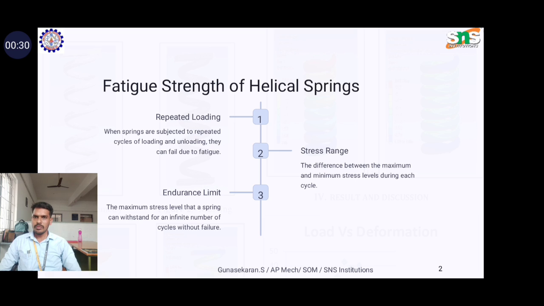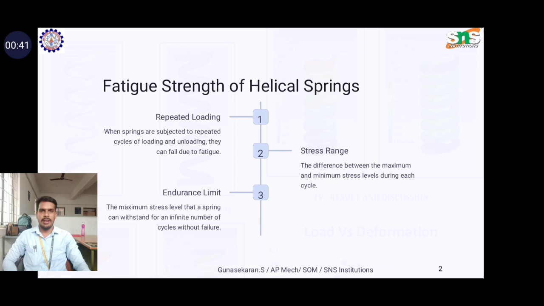The fatigue strength of helical spring refers to the ability to withstand repeated loading cycles without failure due to material fatigue. This endurance limit is critical as springs often operate under dynamic conditions, experiencing cyclic stress such as compression and tension, repeated loading and stress rates.